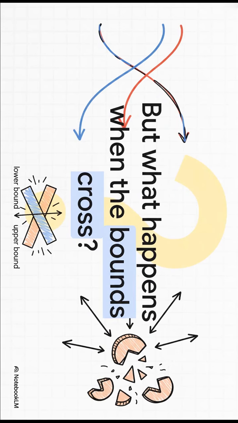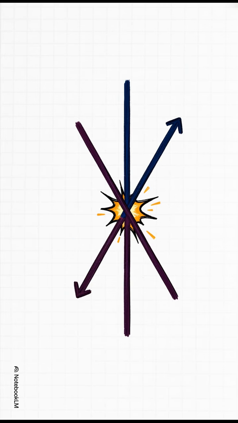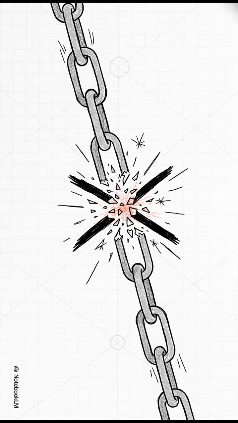Okay, so that leads to an obvious question, right? What happens when that space completely vanishes? You know, when the floor becomes higher than the ceiling. Well, when that lower bound gets bigger than or equal to the upper bound, that's it. The chain is impossible. It just breaks. There is no possible starting radius in the entire universe that can make that chain work.